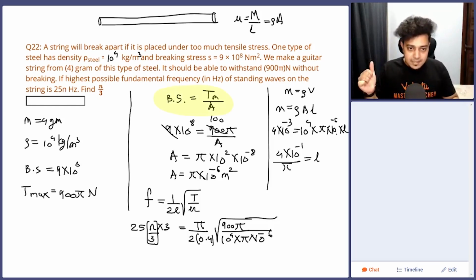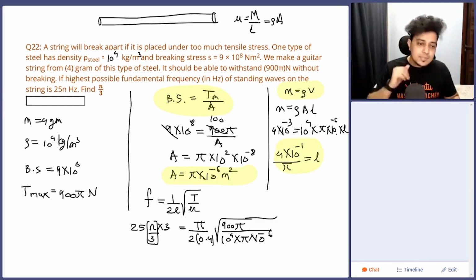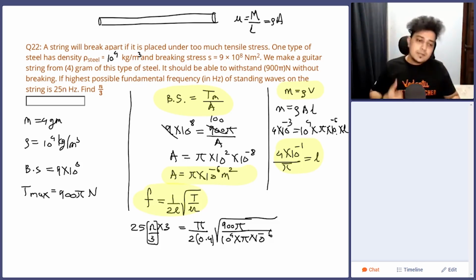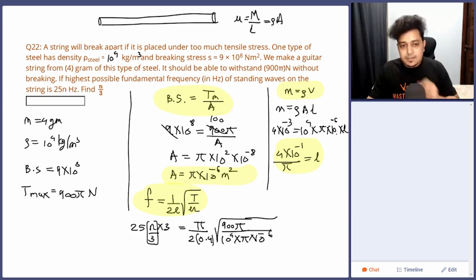So from the breaking stress you get the area, then from the mass you get the length, and then you use it in the fundamental frequency formula. Fundamental frequency is only one loop, 1 upon 2L root of T by mu. So for frequency to be maximum, tension should be maximum, and maximum frequency is given as 25 into n, and we have to solve for n by 3. So I'm manipulating 3 here itself. 1 by 2L, L value is 0.4 by pi. That pi goes up. Then tension value given 900 pi, and then we have mu value, linear mass density, which can be written as cross section area into density.